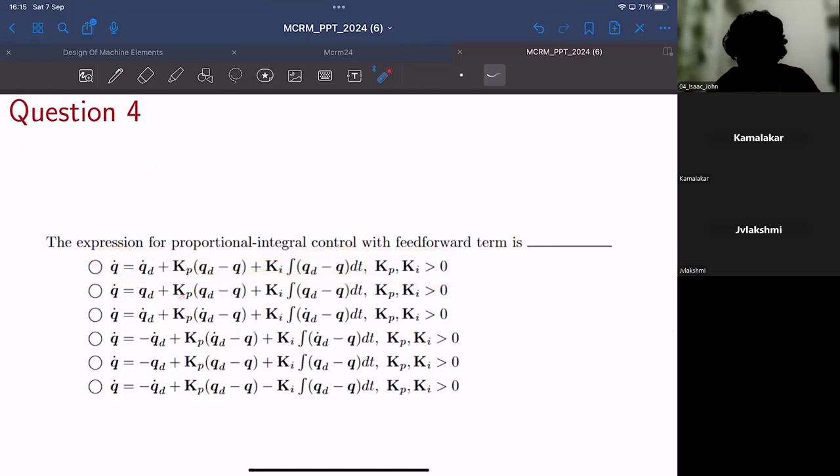Or option B. Yeah, in option B, this is not the correct feed forward term. This is actually the feed forward term, q_d dot. So I think for question 4, option A is the correct answer.